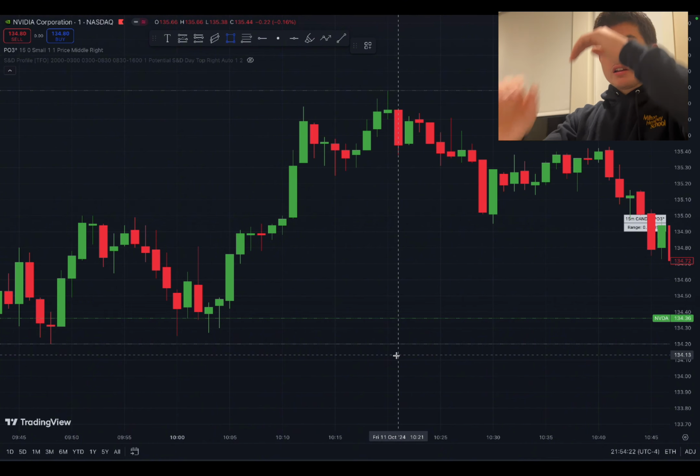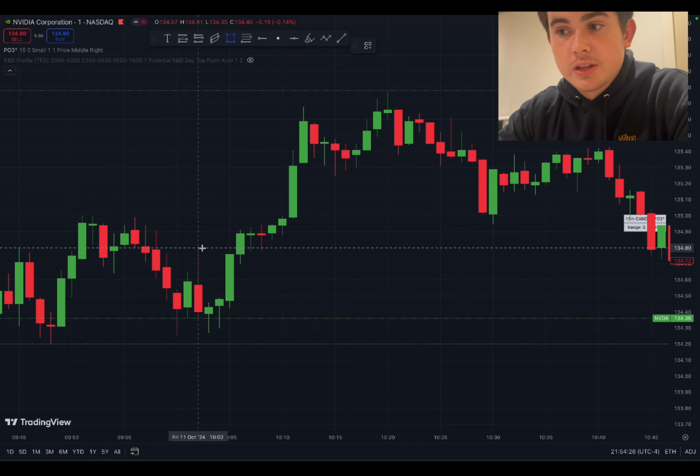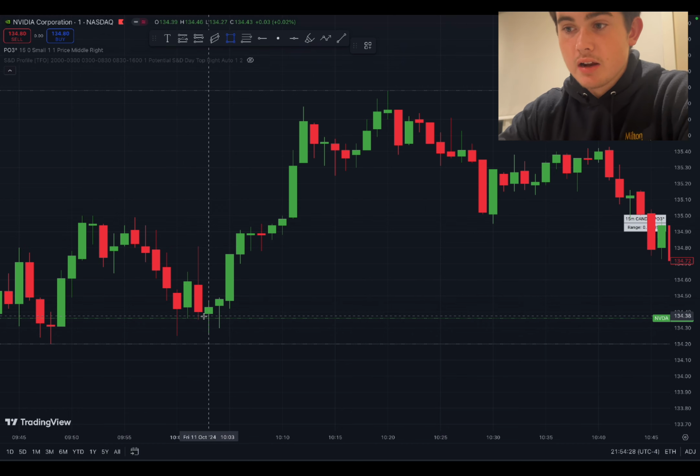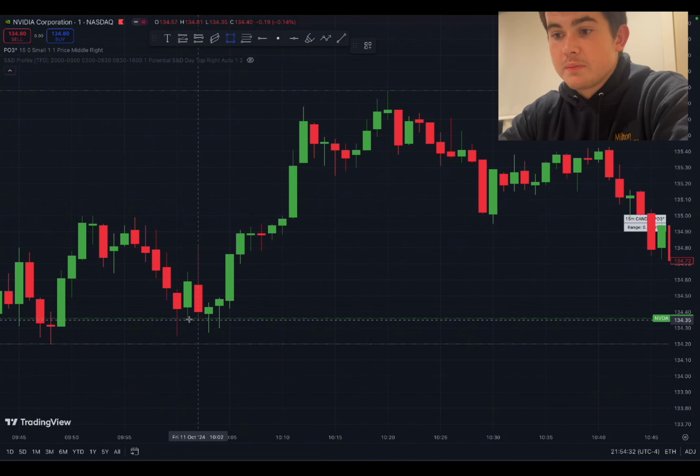Sellers would have pushed it down and created a wick like this one. See, price got all the way up here, where sellers were like, no, hell no, let's push that thing back down. And they pushed it all the way back down and it went from green to red. But on this one, people were like, nope, we've been down here before.